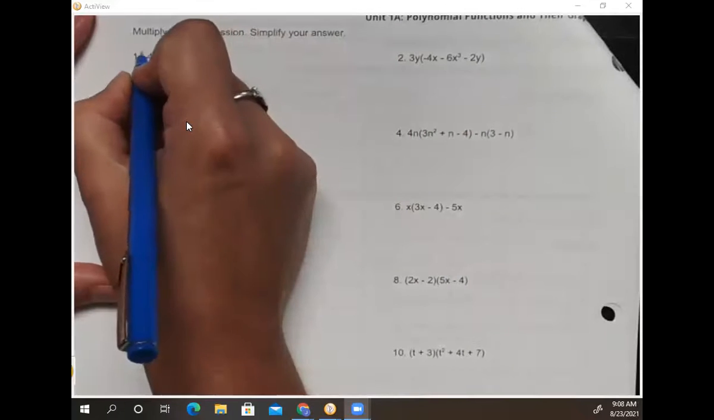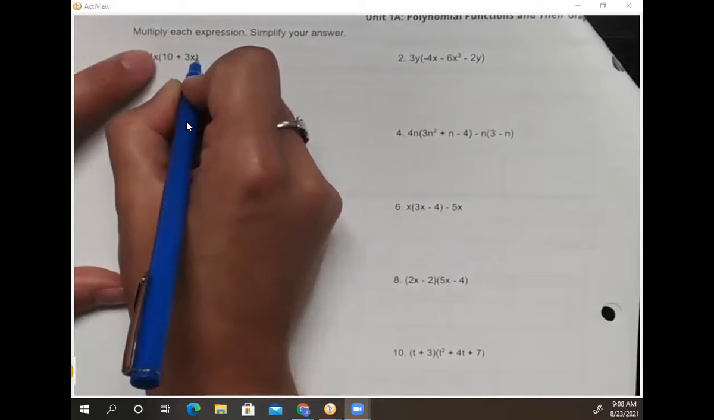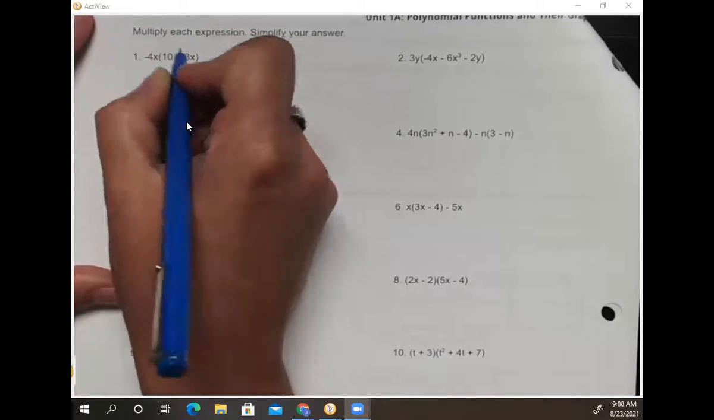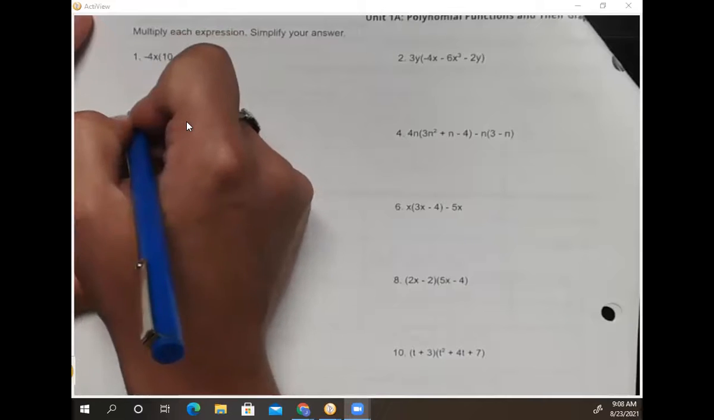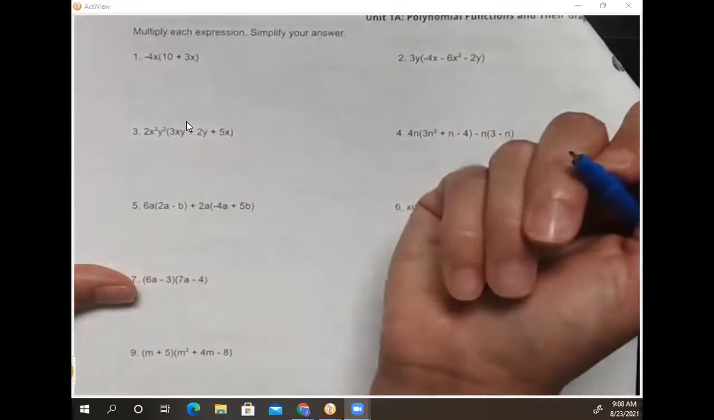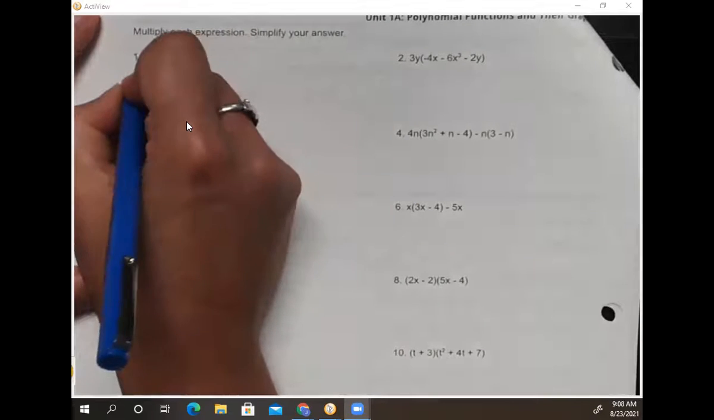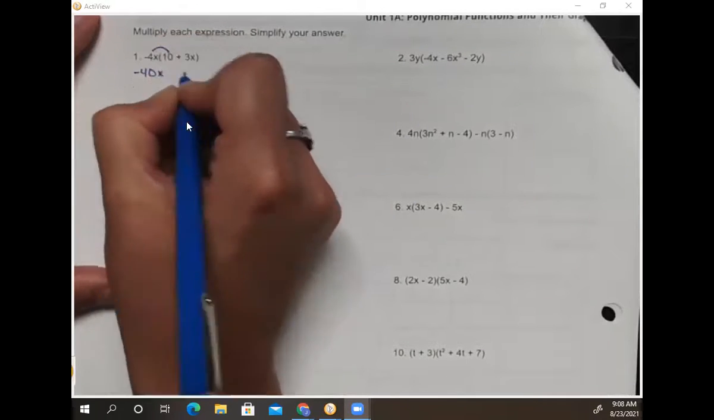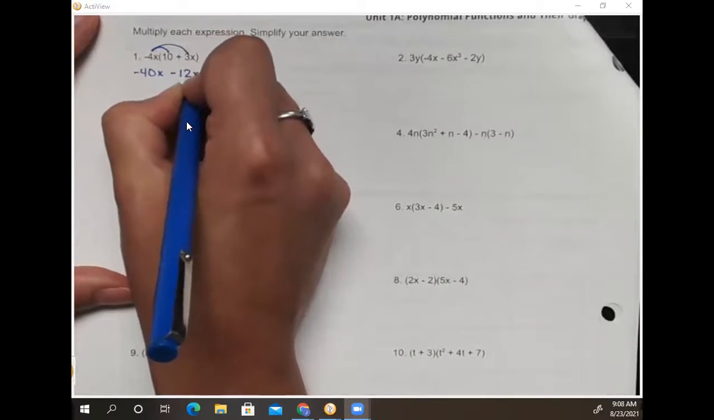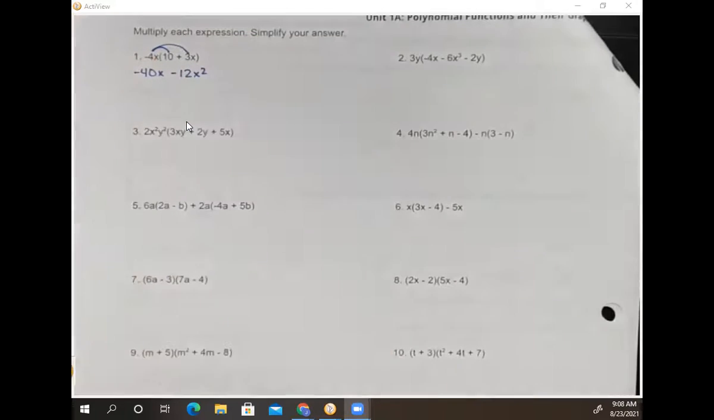So on page 4, I'm going to start with number 1, okay? I'm going to take negative 4x and multiply it by this quantity, by this thing in parentheses. So I've got 10 plus 3x here. That means I'm going to take negative 4x and multiply it by 10, and I'm going to take negative 4x and multiply it by 3x. Okay, you guys have probably heard this called distribution before. That's a term we're familiar with, so that's what I'm doing here. So this would give me negative 40x minus 12x squared.